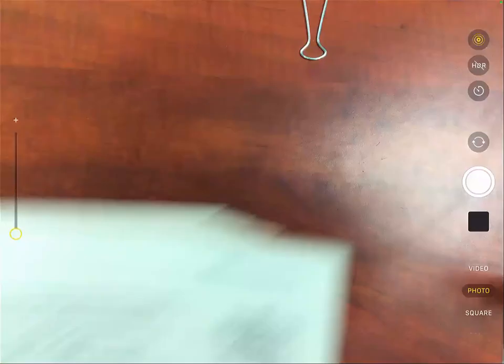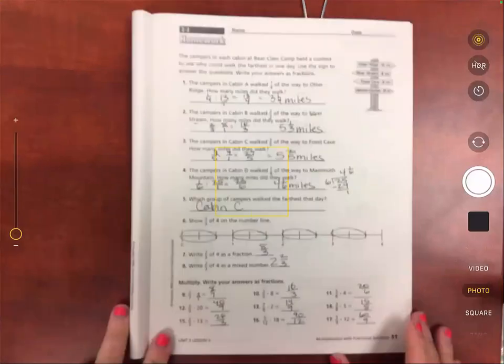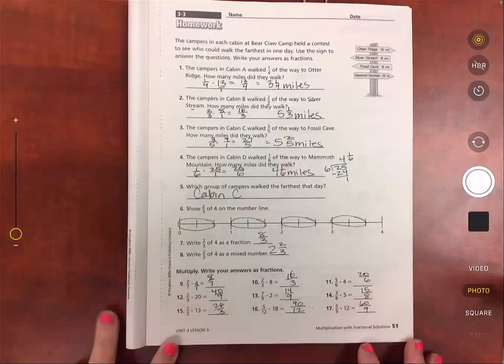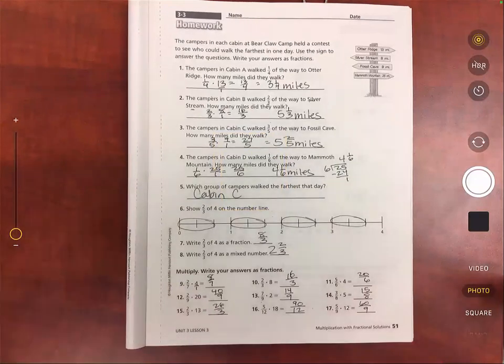All right, homework, lesson 3-3. There you go. As always, feel free to shout out your questions, put them in the chat, or raise your hands.